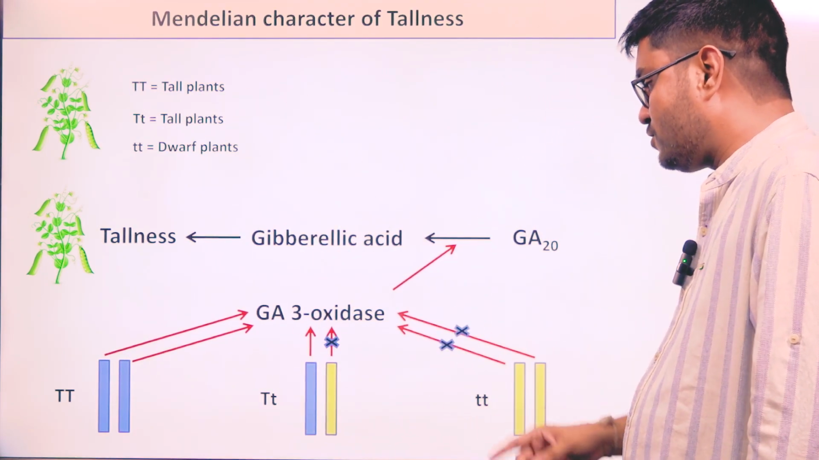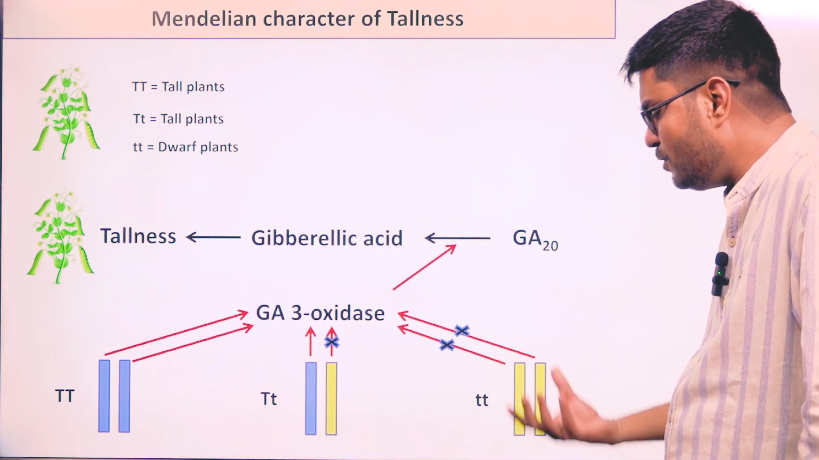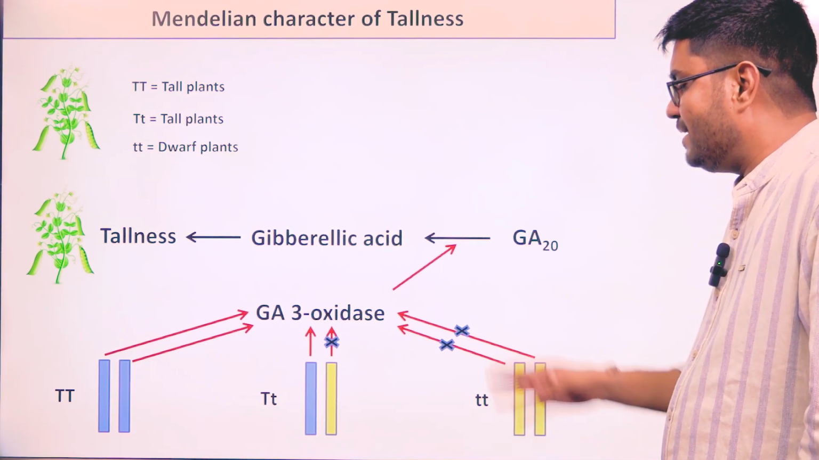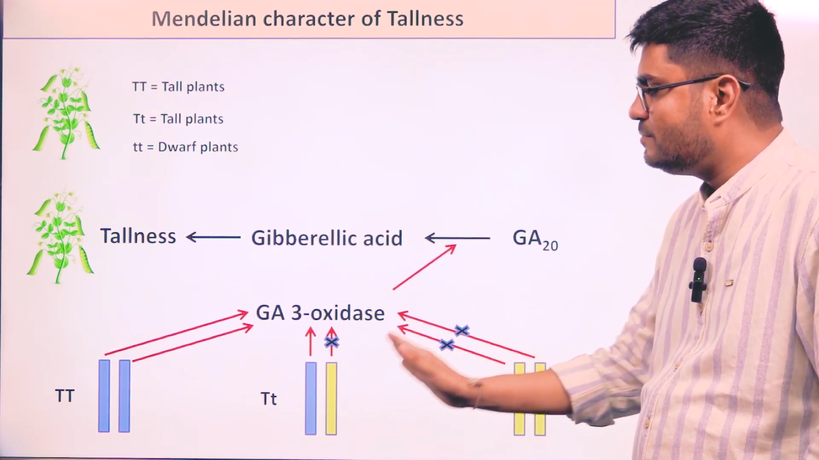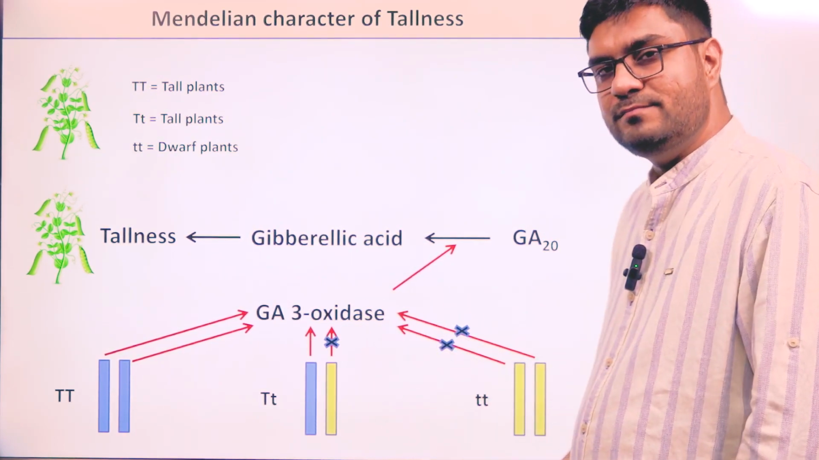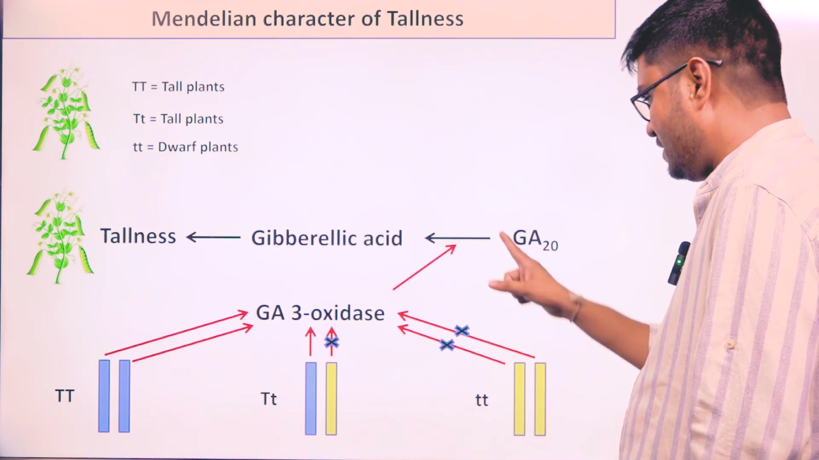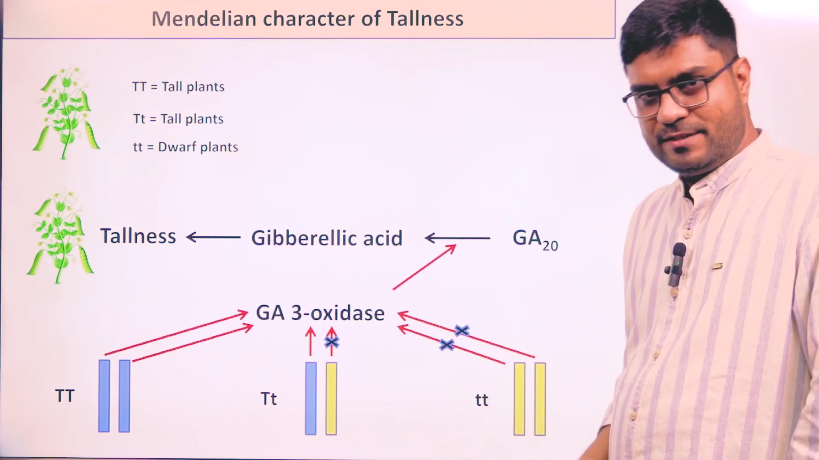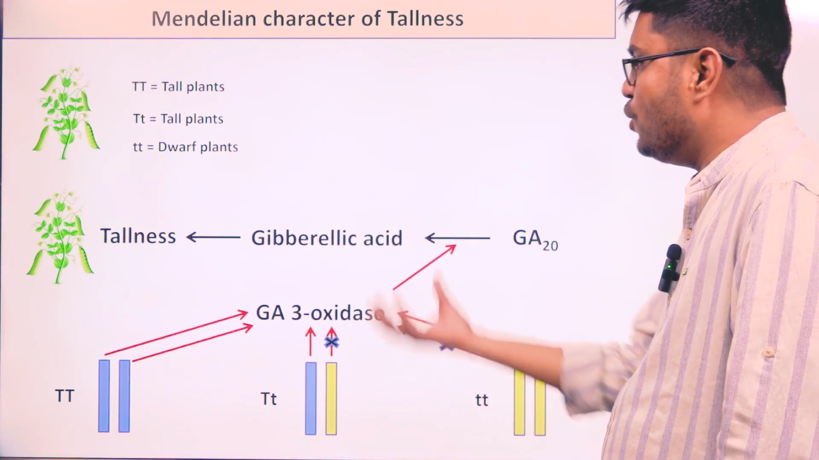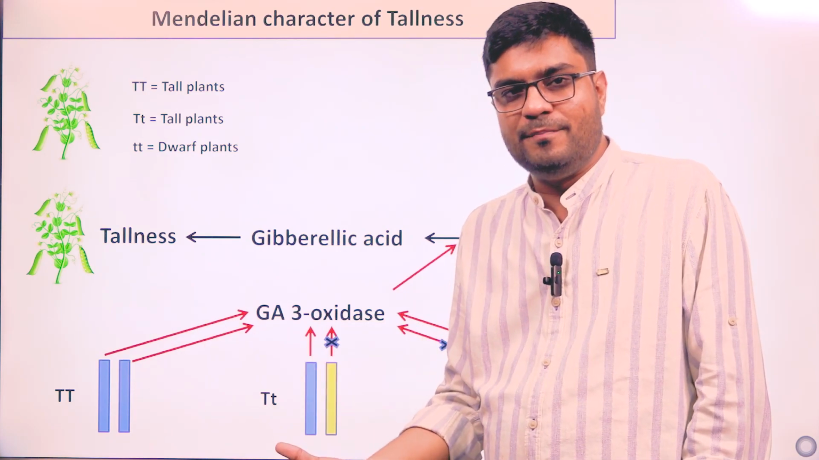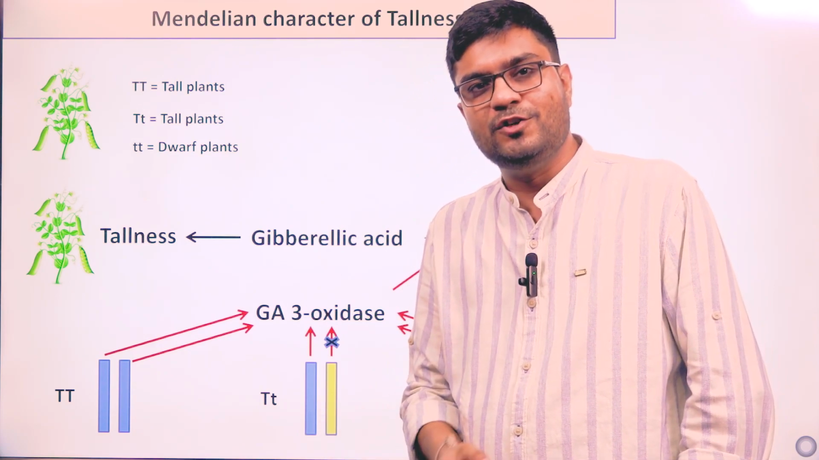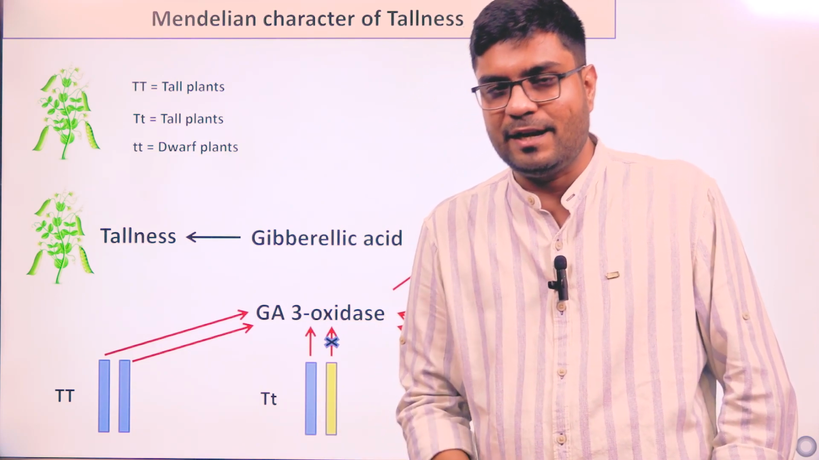But in the condition of small t, both the copies are identical, that is homozygous, but they are not able to produce the enzyme, the protein. If the protein is absent, what will happen? This precursor will not convert into gibberellic acid. And if the precursor is not converting into gibberellic acid, no gibberellic acid means the plant will not be tall. And if a plant is not tall, it will automatically be dwarf. That is the recessive character.